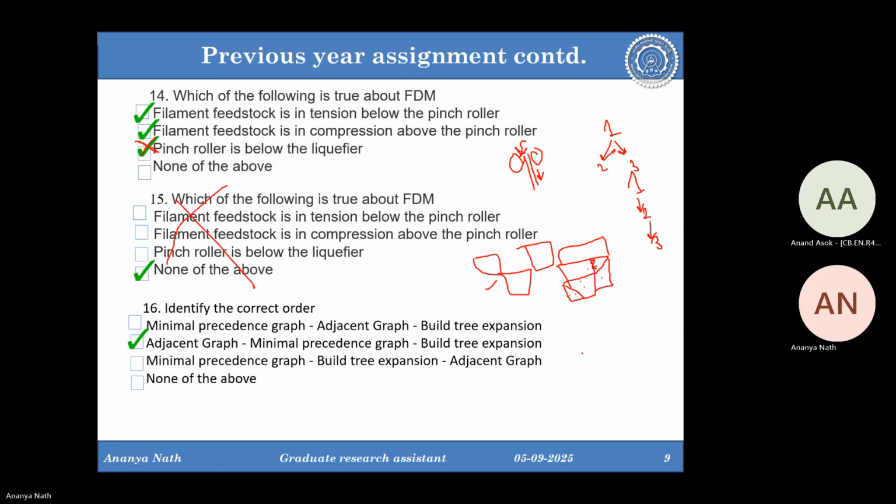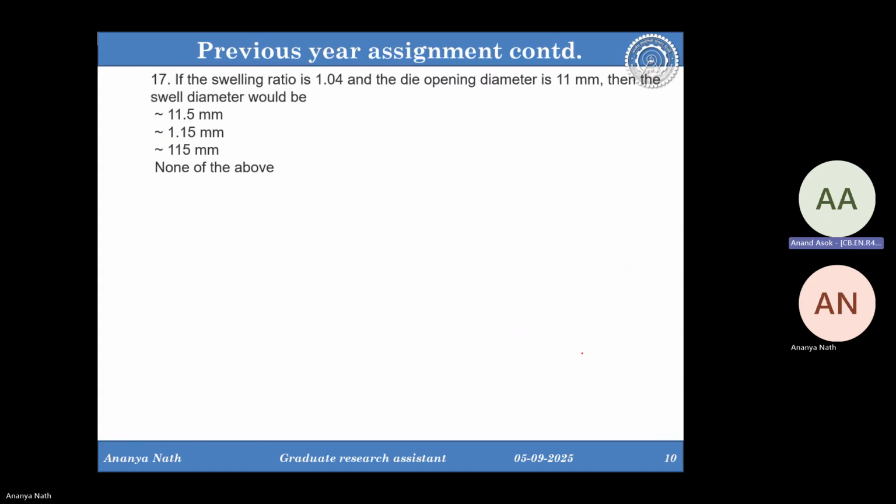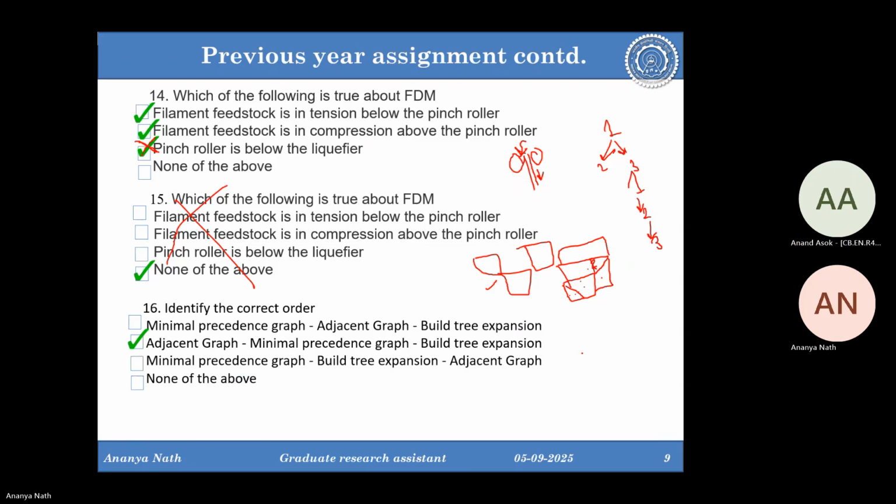Okay. Many choices will come only in build tree expansion, ma'am? Yeah, in build tree expansion many choices will be there. For the remaining two, only one will be there, adjacent graph and minimal. In minimal, you need to see how much energy you can save by not changing the tool much.